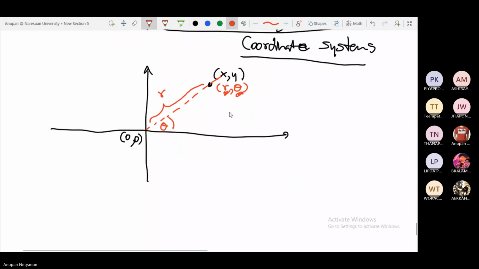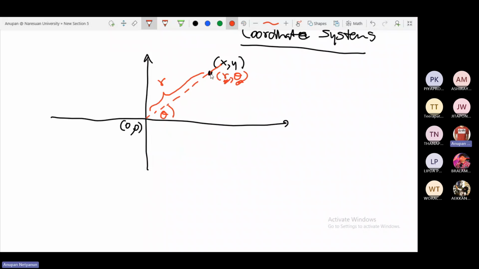Now from this, let me form a right angle. Okay. Then you can see that from this right triangle, you have this length to be x, right? Because you walk on this x unit. And then this length is going to be y unit, right? So that you arrive at this point, which is called x, y, okay?